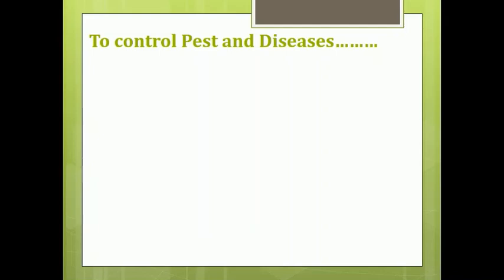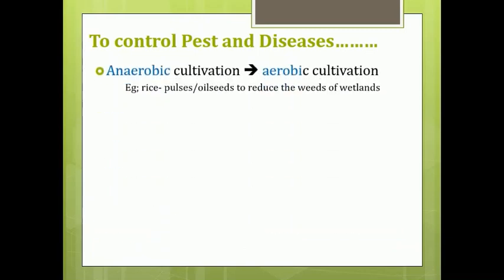Crop rotation. Specific principles are there to control pests and diseases. Controlling pests and diseases is one of the topmost expectations of crop rotations in conservation agriculture. Let's see one by one. Anaerobic cultivation should be followed by aerobic cultivation. For an example, rice can be followed by pulses or oil seeds, basically to reduce the weeds of wetlands.